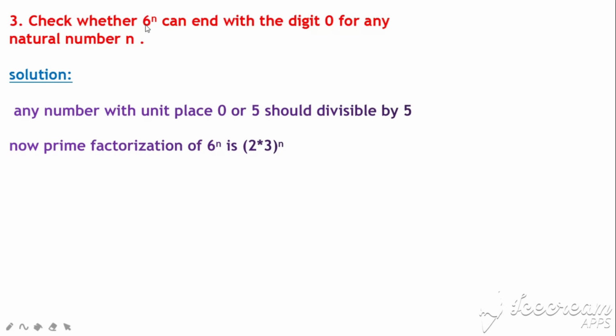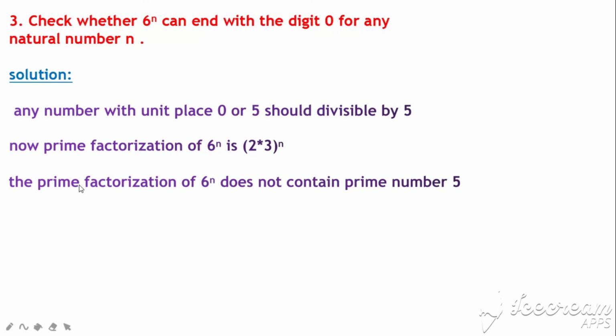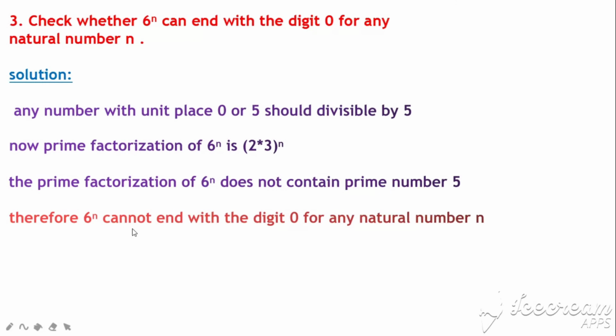But the prime factorization of 6 power n is (2 into 3) whole power n. So for 6, what are the primes? 2 and 3. So 5 is a prime, but it is not present in 6 power n. The prime factorization of 6 power n does not contain the prime number 5. Therefore, 6 power n cannot end with the digit 0 for any natural number n. So it is not possible. It is false.